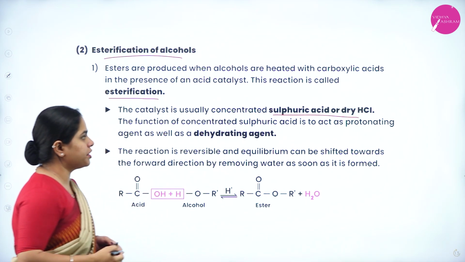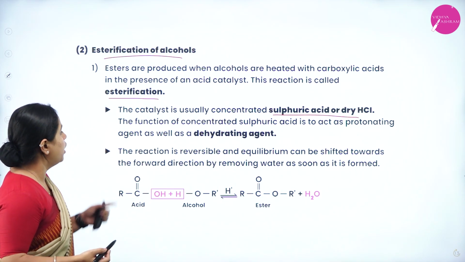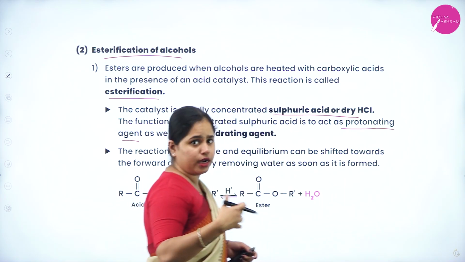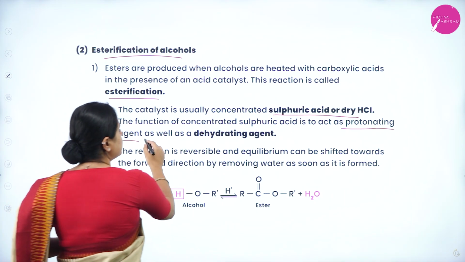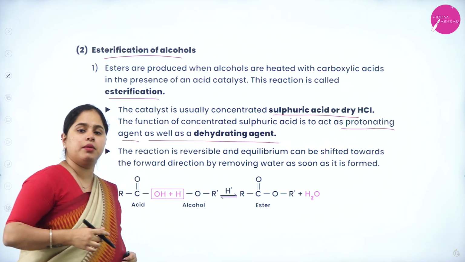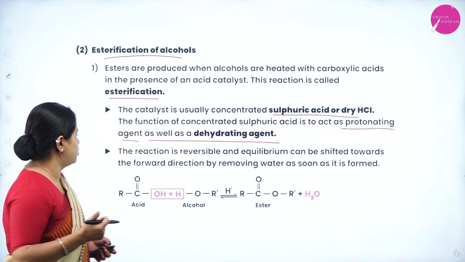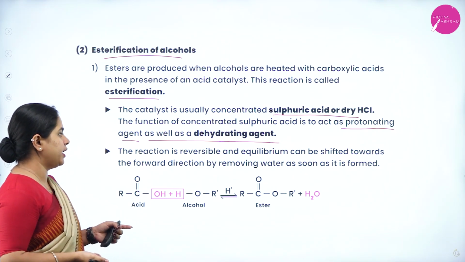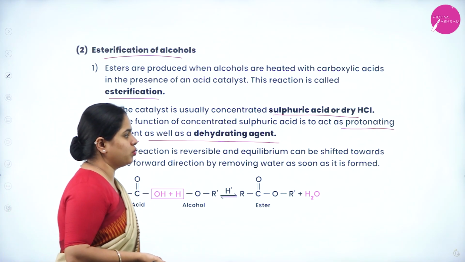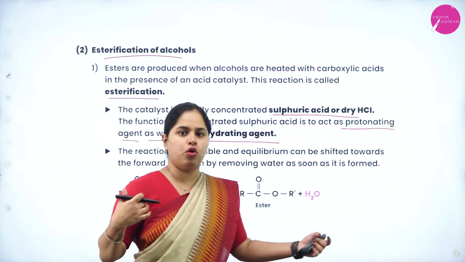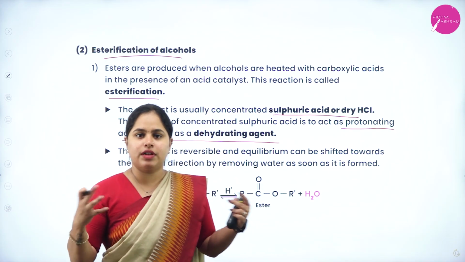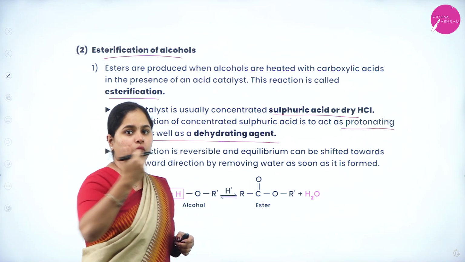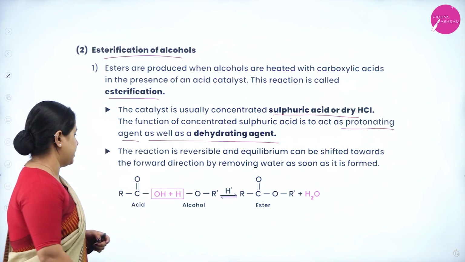The function of concentrated sulfuric acid is to act as a protonating agent. That means it will be ready to donate its H plus, as well as a dehydrating agent. Dehydrating means it will remove the water molecules. So the reaction is reversible and the equilibrium can be shifted towards the forward direction by removing water as soon as it is formed. So it can happen in both ways, that is, alcohol and acid will combine to form ester, as well as ester and water can combine to form alcohol and carboxylic acid, right?